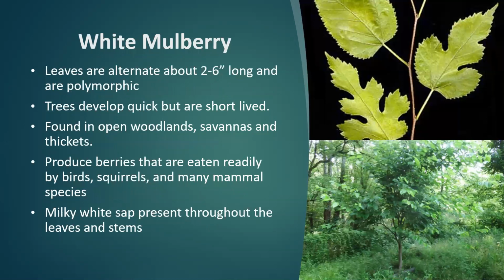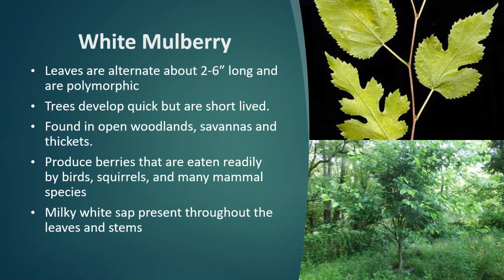Up next is the white mulberry. This is another one of those species that really loves sunlight and really likes disturbance. You're going to find it along roadsides, in ditches and open woodlands, as well as along the edges of prairies, and kind of all over.